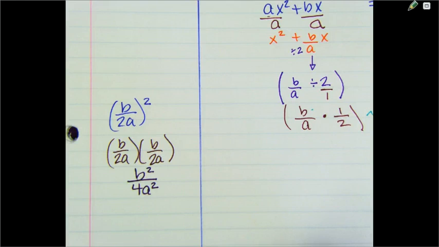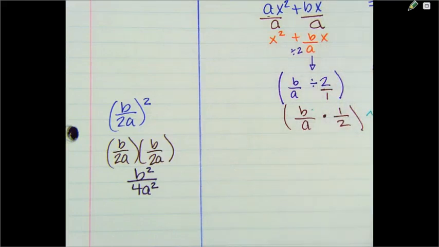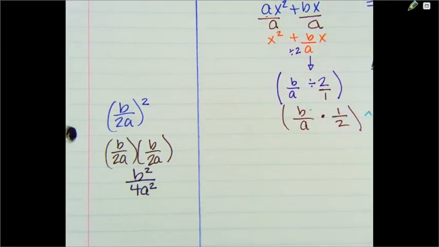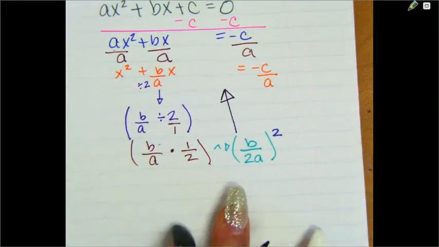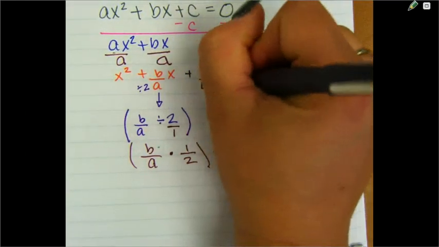Good? All right, I'm going to go fill that in over there. I need to move my paper. Okay, fill it in right there. Positive b squared over 4a squared.